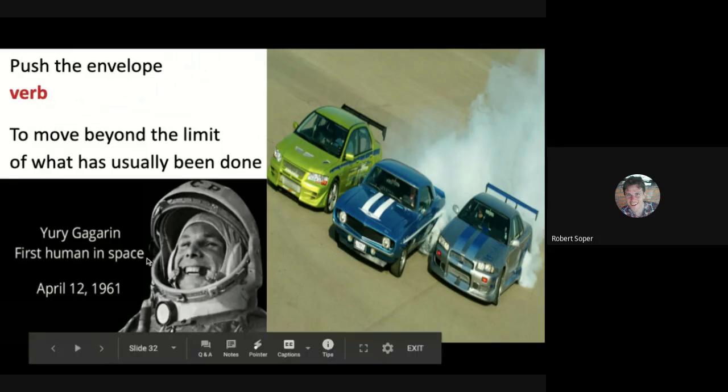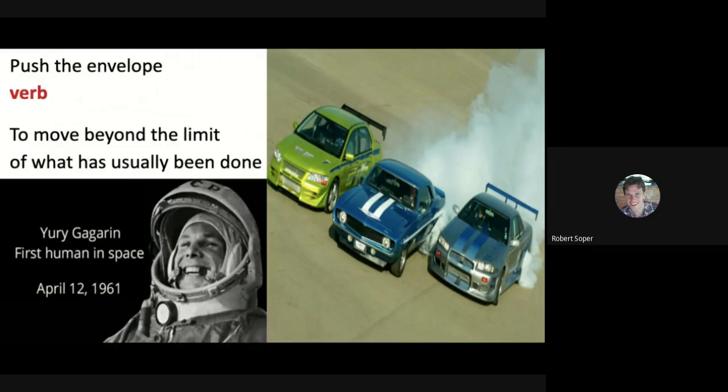Using space to inspire another one, I could say the first people on Mars will be pushing the envelope. That's because nobody has ever done it before, so it's gone beyond the limit of what we've done. Okay, try and put this verb in your own sentence.